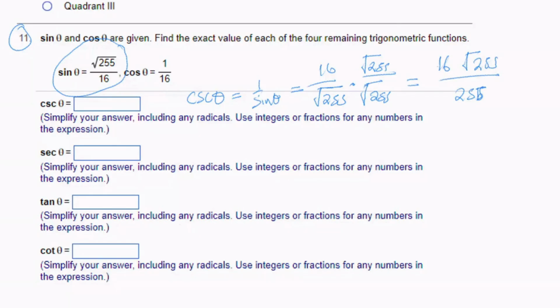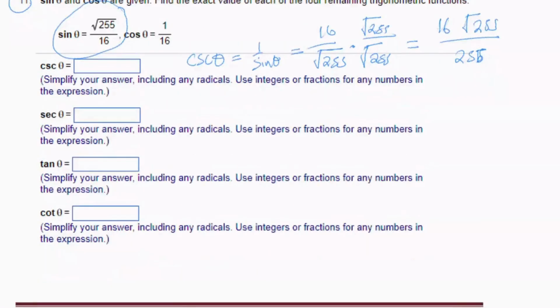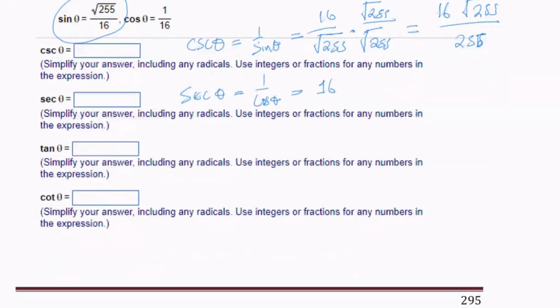All right. So in the same way for secant theta, we have 1 over cosine theta, which is just 16, right?